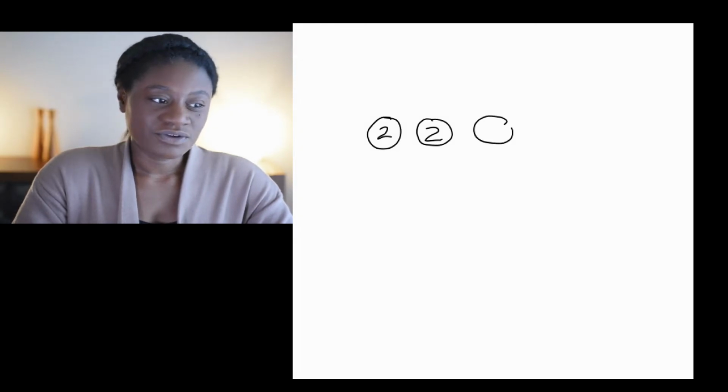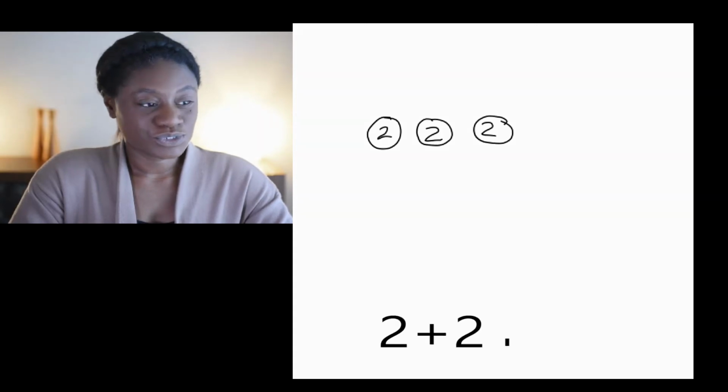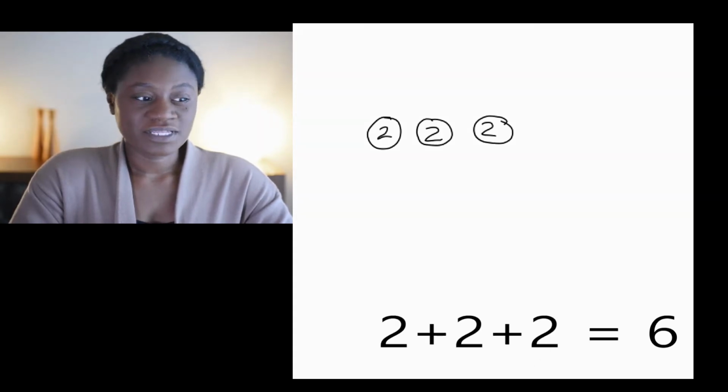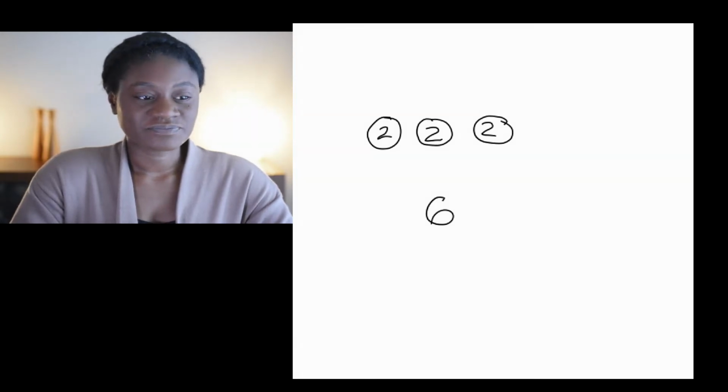Now if we add another item that also weighs 2 grams, we'll be able to find out what the total is by adding them together. 2 plus 2 plus 2 is equal to 6. So we know our total would be 6 grams.